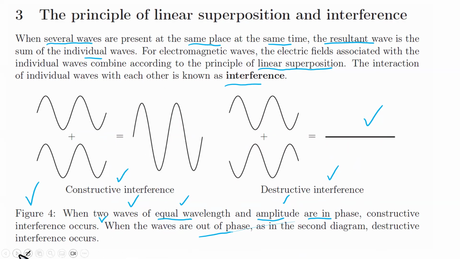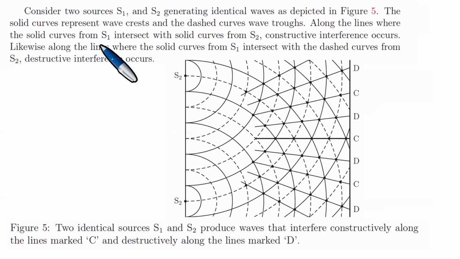Let's look at the next point. Consider two sources, source 1 and source 2, generating identical waves as depicted in figure 5. The solid curves represent wave crests, and the dashed curves represent wave troughs.